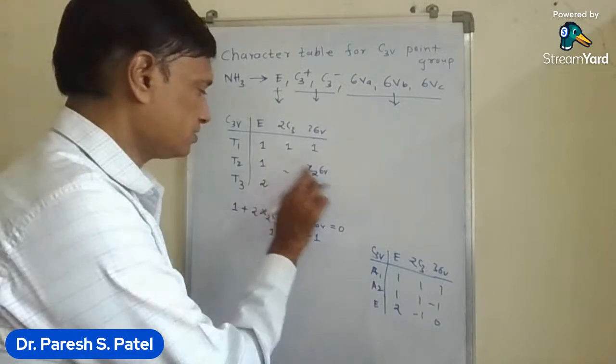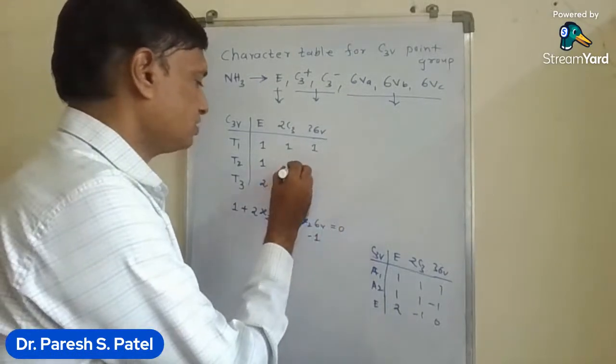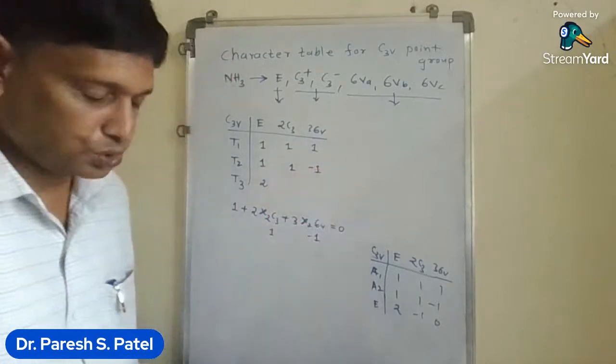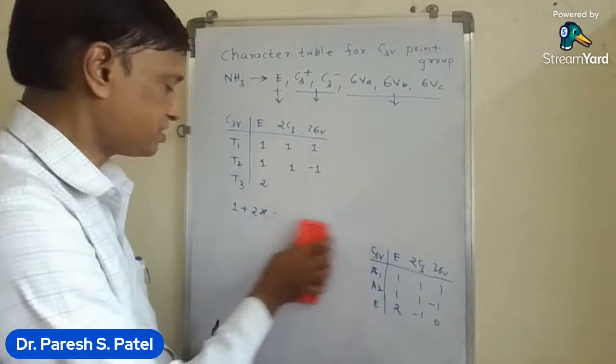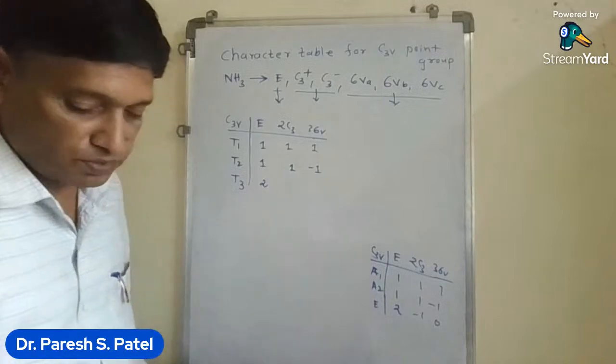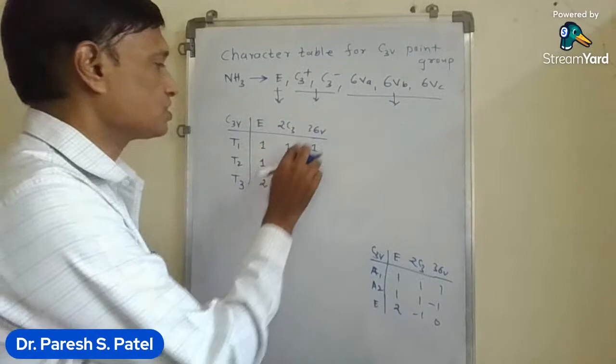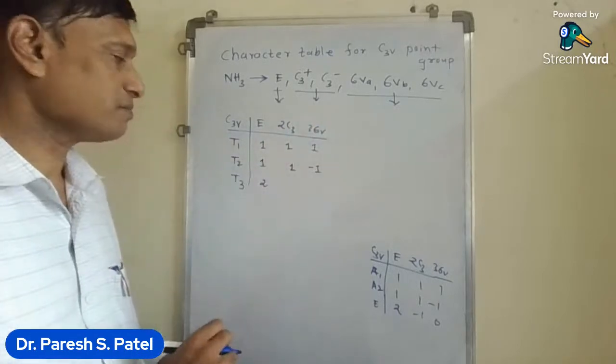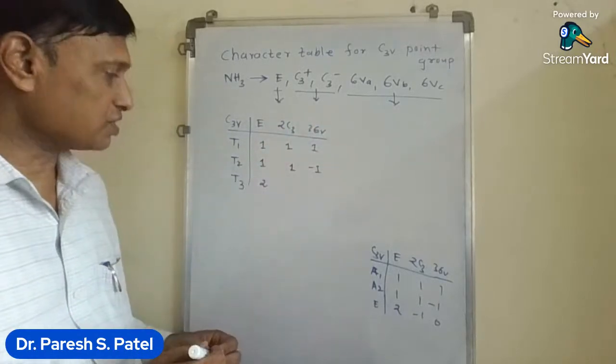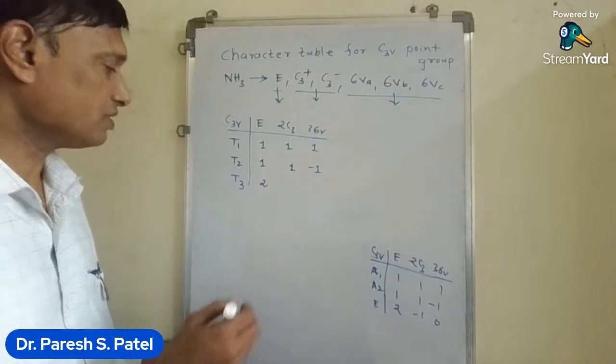So if we take 1 and minus 1, it should satisfy characteristic number 3: the sum of the square of the characters is equal to the order of the group. It means 1 into 1 square, 2 into 1 square, 3 into minus 1 square is equal to 6. It means the second irreducible representation should be 1, 1 and minus 1.